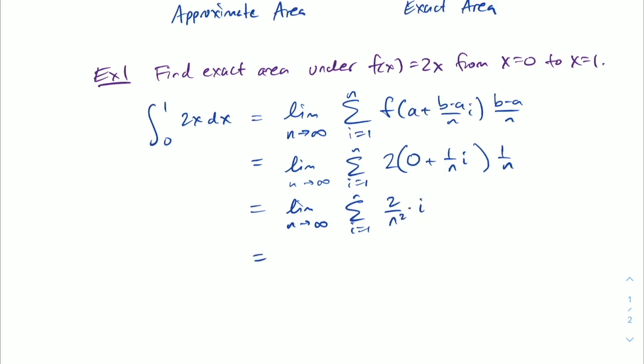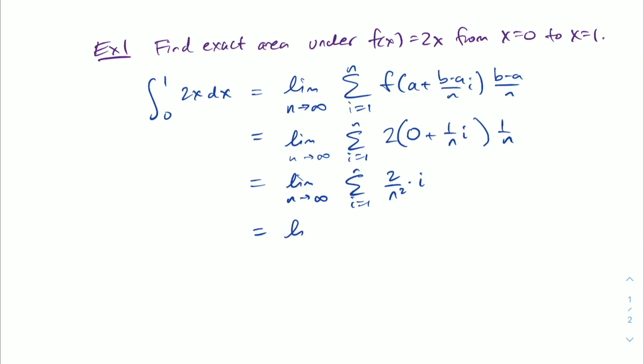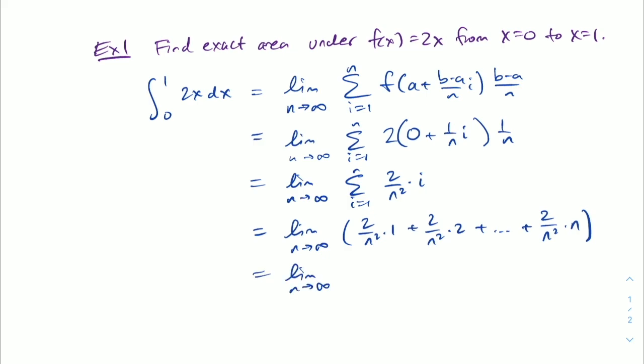Now let's expand this sum, just rewriting this without sigma notation. So this will be 2 over n squared times 1 plus 2 over n squared times 2, and so on all the way to 2 over n squared times n. We could rewrite this as 2 over n squared times the quantity 1 plus 2 all the way up to n, factoring out that 2 over n squared.